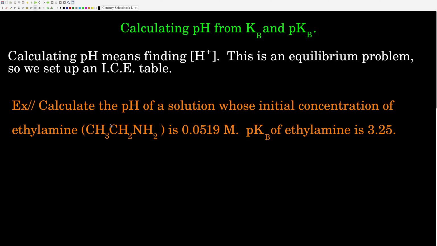So here we go. We want to calculate the pH. It means we need to come up with the concentration of hydrogen ion, or pOH, and then we can find pH. The initial concentration of ethylamine, that's the base, is 0.0519 molar, and we're given the pKb of ethylamine. That means that Kb is 10 to the minus pKb. So why don't you guys go ahead and work this out, get an answer, come on back. Welcome back, guys.